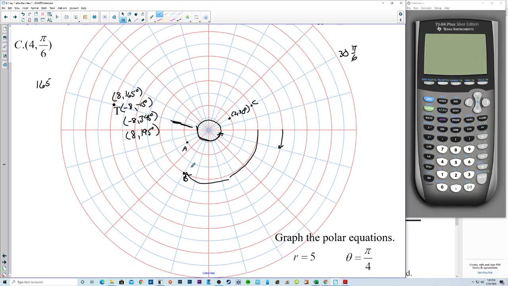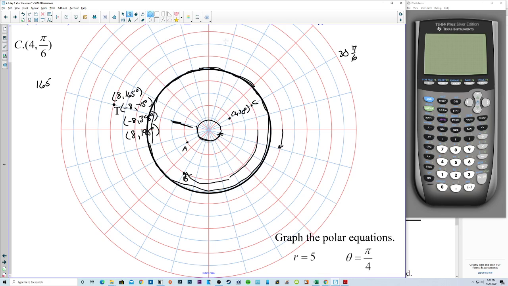Graph the polar equations. r equals 5. So all that we have to have is a radius of 5. Well, that's a circle. So 1, 2, 3, 4, 5, and let's see how good of a circle I can draw. It's this circle right here, and I probably could cheat and go, it's that circle right there.